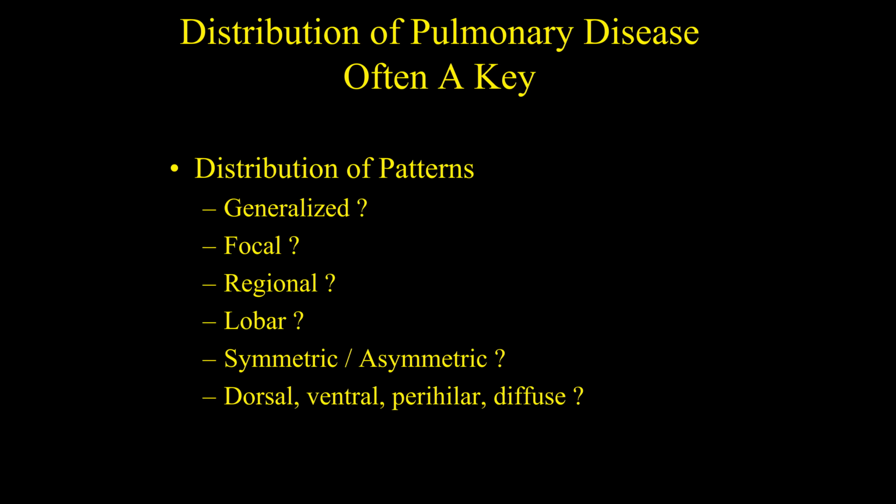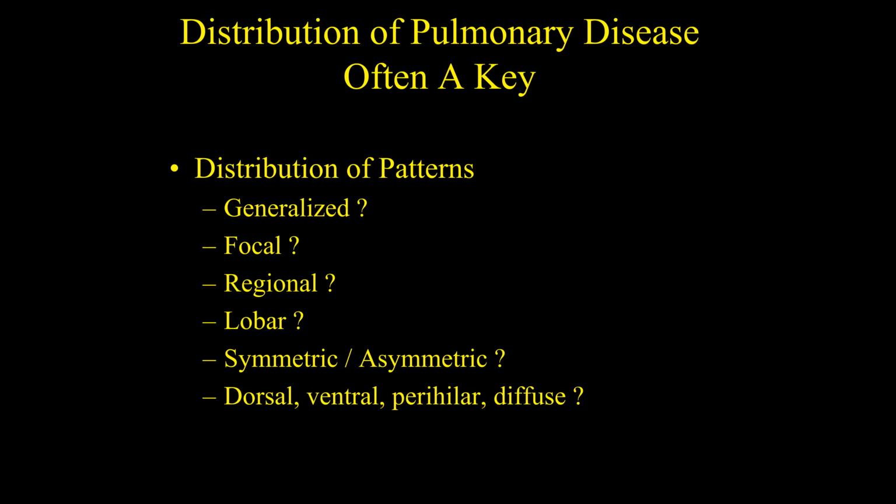Once you describe what kind of pattern it is, again, we have to worry about the distribution of the patterns. So is the pattern we're describing all over the entire lung? Is every lung lobe affected? And if so, are they affected exactly the same way? Or is it focal or regional? So does the bronchial pattern only affect one part of a lung lobe, or just one entire lung lobe, which would mean it's lobar?